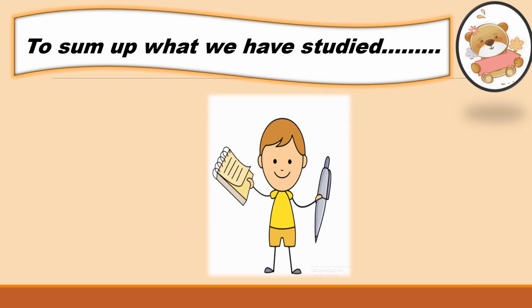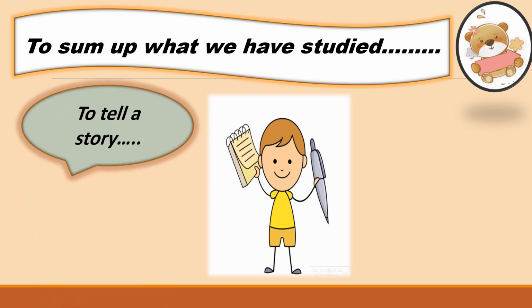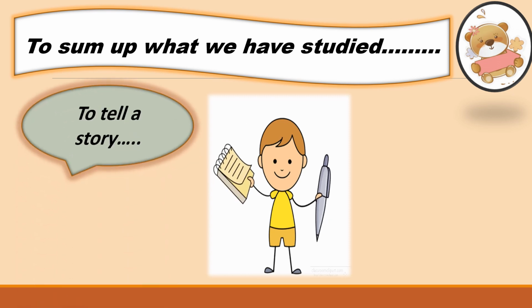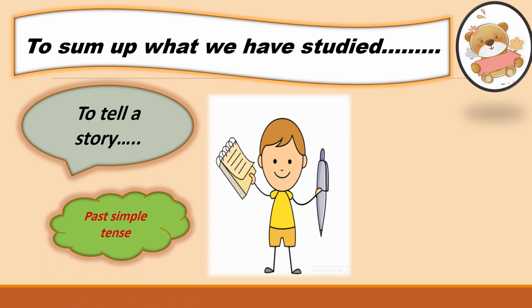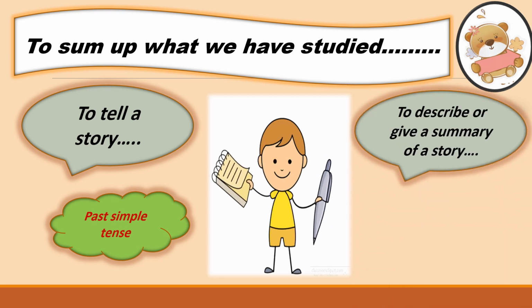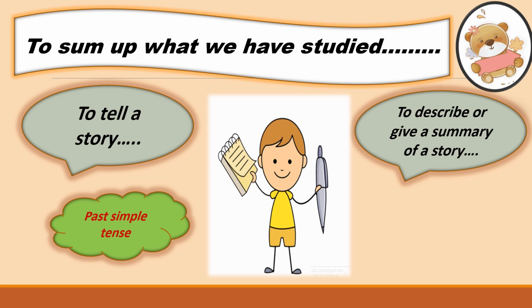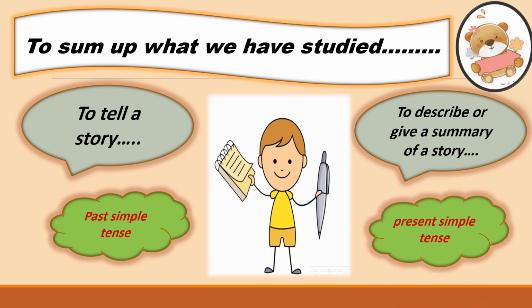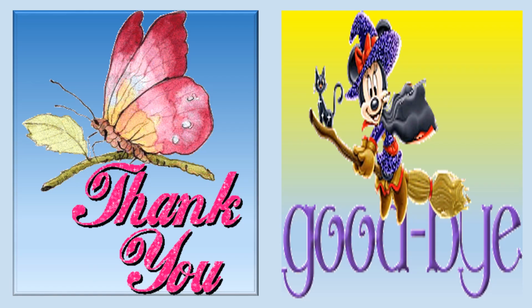To sum up what we have studied, لتلخيص ما تم دراسته, if you want to tell a story, إذا أردت أن تروي قصة, you use the past simple tense. عليك استخدام الزمن الماضي البسيط في رواية القصة أو حكاية القصة. But if you want to describe or give a summary of a story, لكن إذا أردت أن توصفي حدثا أو تعطي ملخصا لقصة, so you use the present simple tense. عليك استخدام المضارع البسيط.